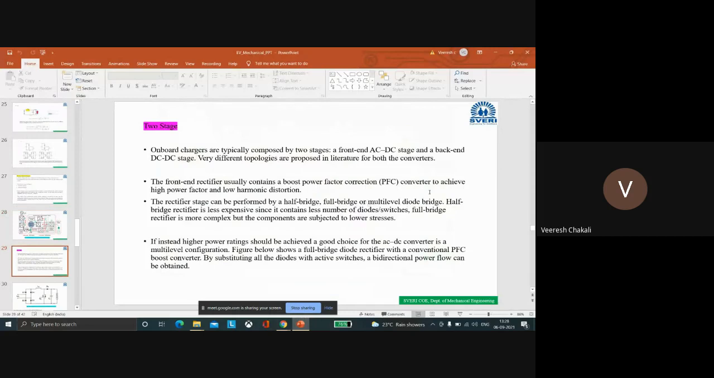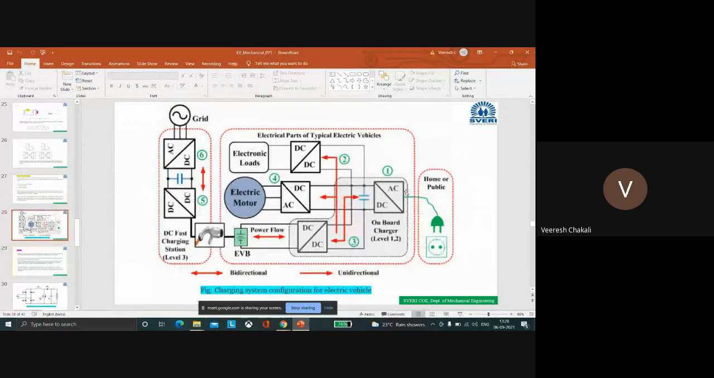Okay, next. The rectifier stage can be performed by a half bridge or full bridge or multi-level diode bridge. Half bridge rectifier is less expensive since it contains fewer diodes or switches. Full bridge rectifier is more complex, but its components are subjected to lower stresses. So what is the meaning of this point? See here, the front end converter, that is the AC to DC converter, is called the rectifier. This rectifier may be a half wave rectifier or full wave rectifier, or three phase half wave rectifier, full wave rectifier. Clear? Or diode rectifier also. Clear?